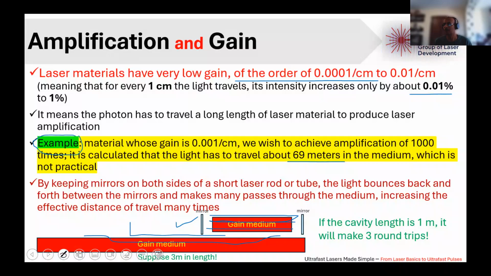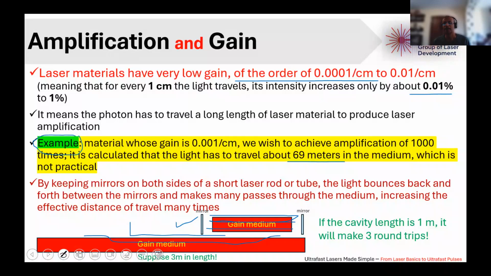And how to pump it? So this is impractical. That is why, if we use two mirrors, we can have the light going to and fro, passing through the medium again and again, and this can be compensated. So this is why this topic is today: to understand why we need the cavity resonator and what is the importance of the gain.